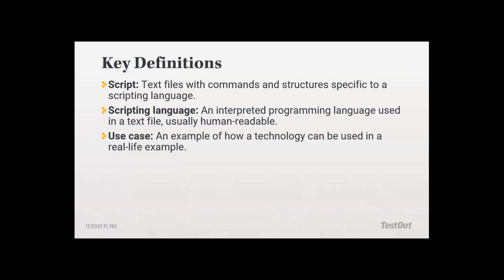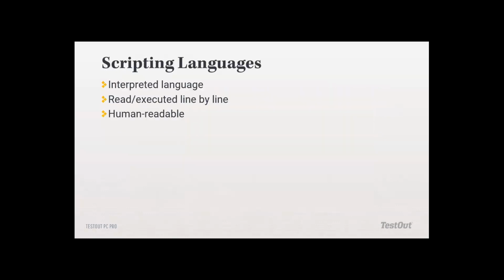Now, a scripting language is an interpreted programming language used in a text file that is human readable, like Python, Java, or Shell. The use case for this is an example of how a technology can be used in real life. How do you use Python to perform operations within your computer? Let's look at some scripting languages. A scripting language is interpreted, it is read and executed line by line, and it is human readable.